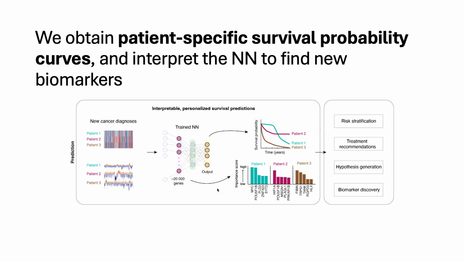I mentioned the sparsity of the neural network, which also enables it to be more interpretable. So we can determine for each patient which genes were highly predictive of outcome. And this has enabled us to also uncover new biomarkers.